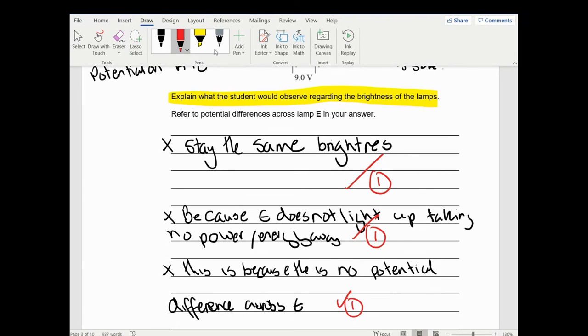Okay. What I'm doing is I'm explaining how this happens. It's a really mean question, but if you do see it and you're not 100% sure, have a go. Say, does it go up, go down, or stay the same brightness? Don't leave it blank. Do have a stab in the dark.